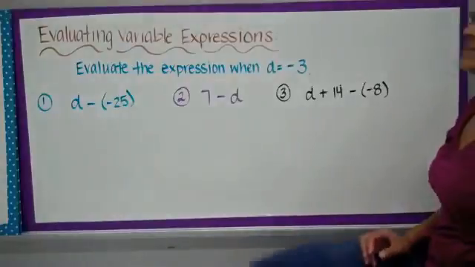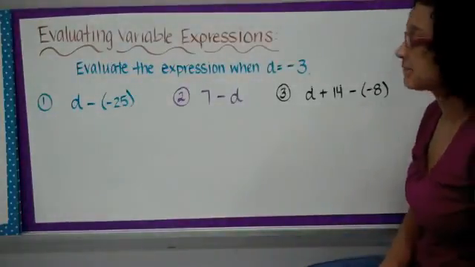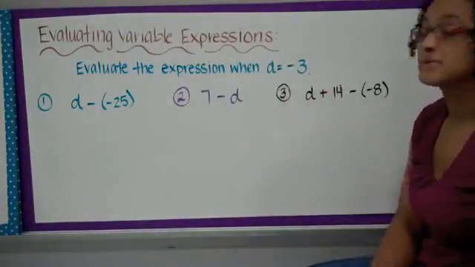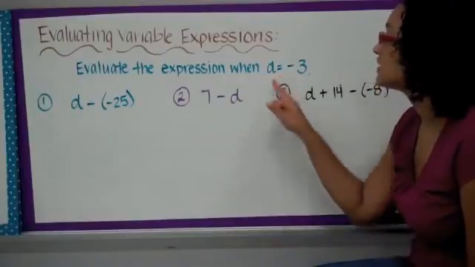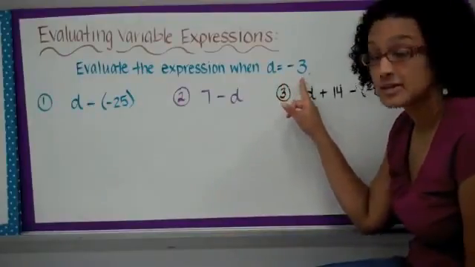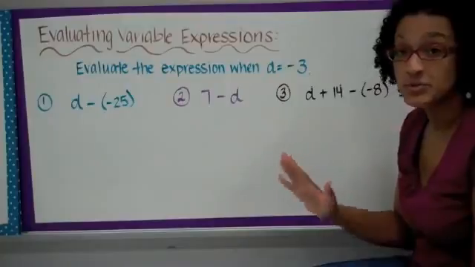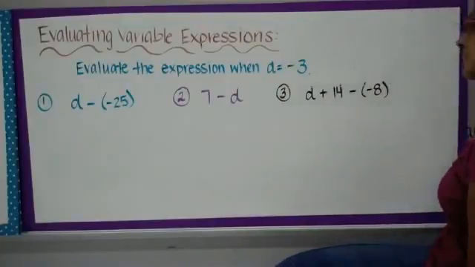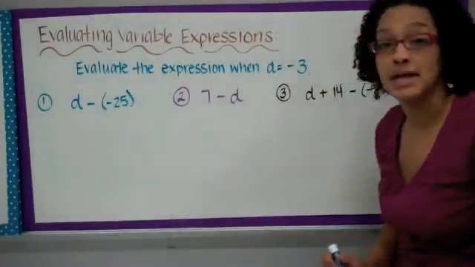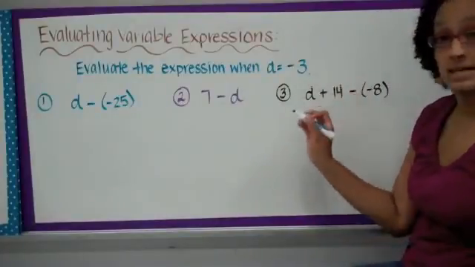So let's try some examples with variables in them. We have to evaluate the expression when d equals negative 3. So the first thing I need to do is substitute in for my variables. So d minus a negative 25. I'm going to substitute first.